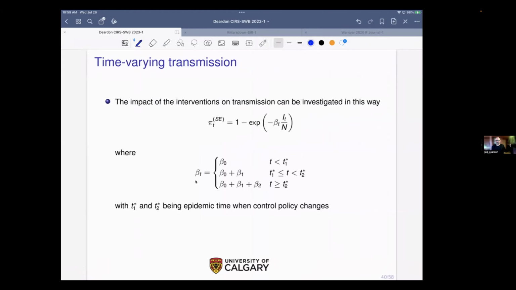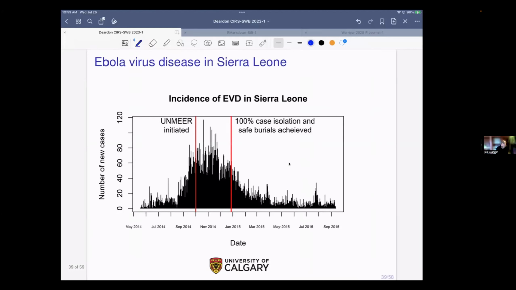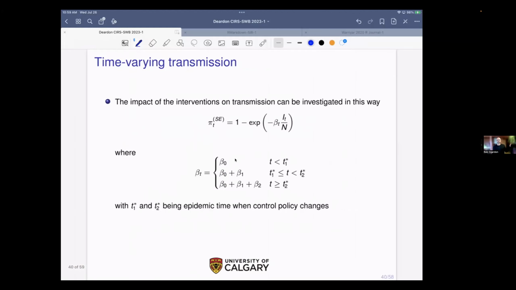We just allow our beta t to be one value before the time period change, and I meant to mark this on here, so I'll call that T1 star and call that T2 star. So we have a transmission rate before the UNMIR comes in. We have a transmission rate afterwards, but before 100% effectiveness is reached, or they call it 100% effectiveness. I imagine in reality it's close to 100% effectiveness. And then a further change in that transmission rate, represented here by the beta 2 after that time period. Right? So that's also a very common thing that's done with these models.